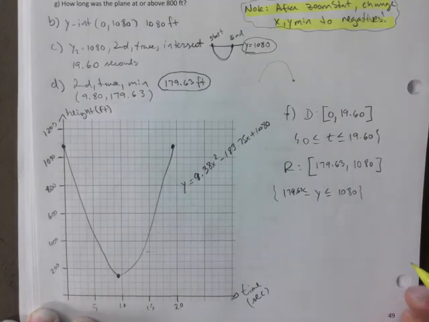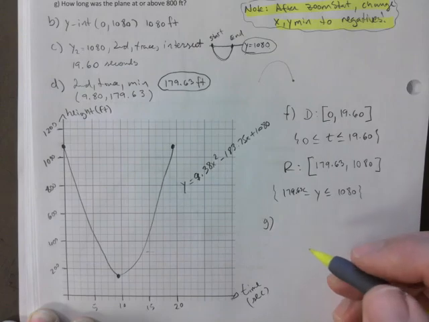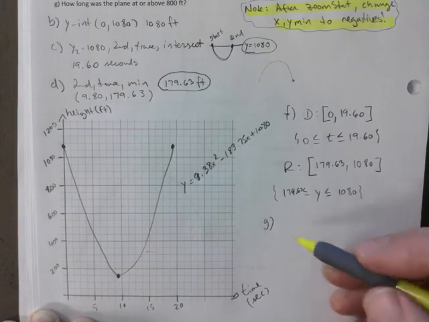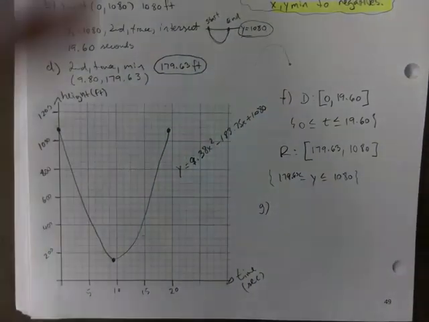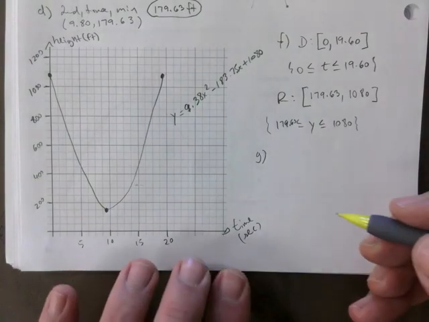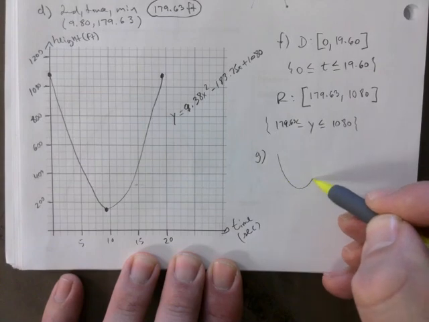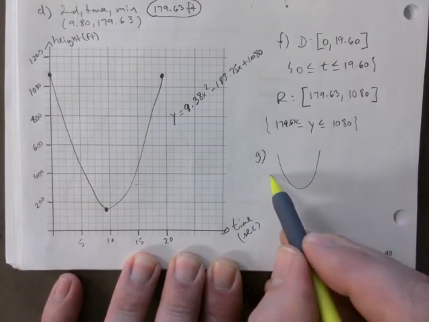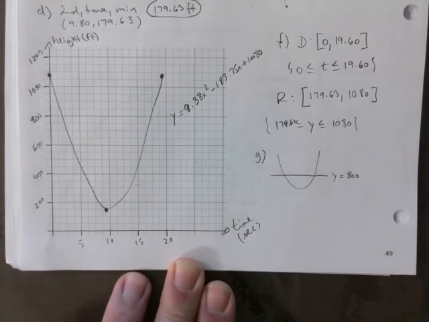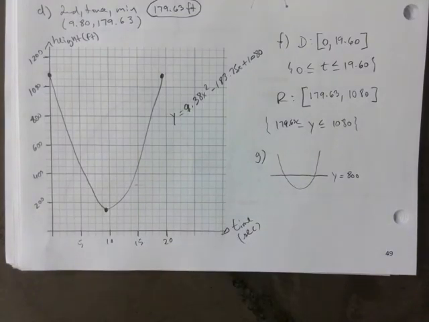We need to finish off with G. How long was the plane at or above 800 feet? Make sure you write this down. I'm going to make sure that you can see it. Sorry, before I forget, otherwise they're going to give me heck later for not doing that. Sorry, you need to make sure you understand this part. I hope you understand at least that you're going to have to graph the y equals 800 line, correct? That's where the focus is.